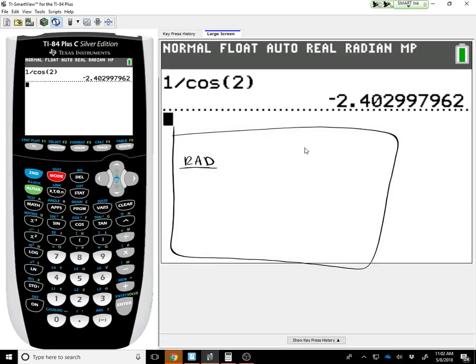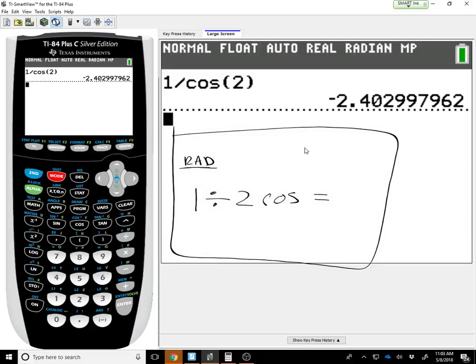And your phone might be different, but I know iPhones work like this. Go ahead and push 1, divide 2, cosine. I know, it's an iPhone. So 1 divided by 2 cosine, and then push equals.